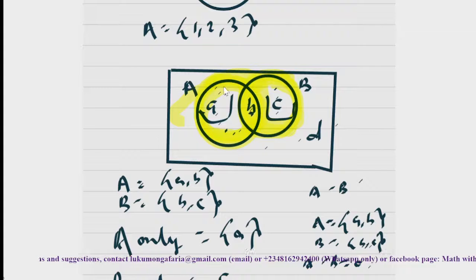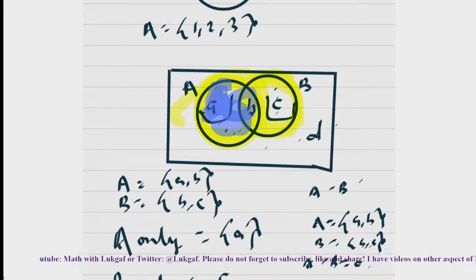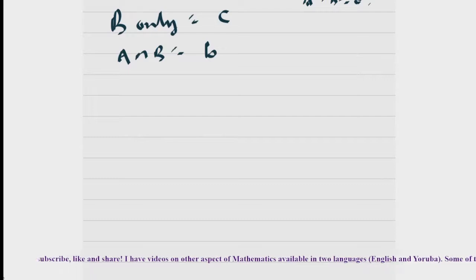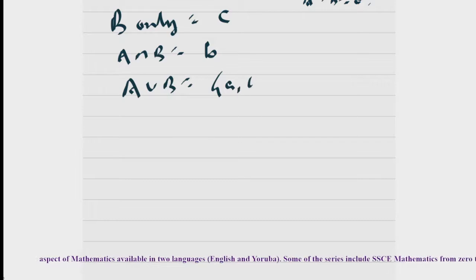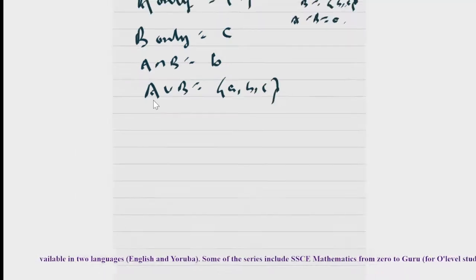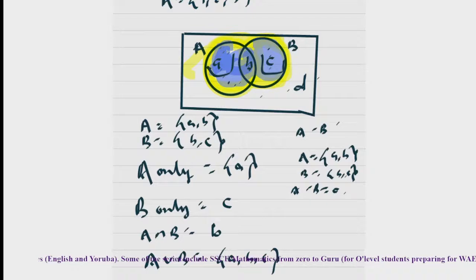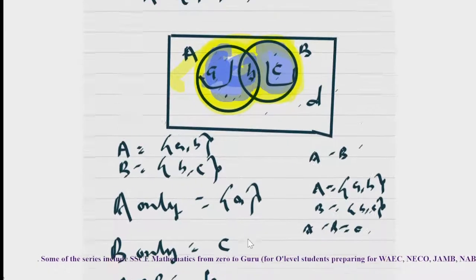So all this region like this, let me just use something to highlight it. So all this region, this one, this one, this one, are the what? A union B. A union B, that is elements in A, or B, or both. You understand now?